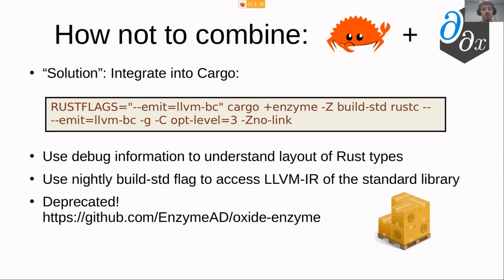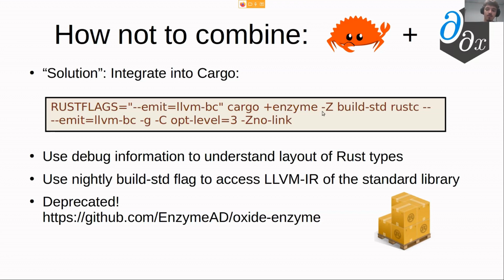And one of the early approaches was to integrate into Cargo. It's our build system, so we should expect that we are able to get all of the LLVM IR code, and we kind of were. This is our nice compile command, which we gave to all of our users in the past. It was emit LLVM bitcode, which is some representation of the LLVM IR, which we can differentiate. We use our own cargo plus enzyme, so our own compiler toolchain.